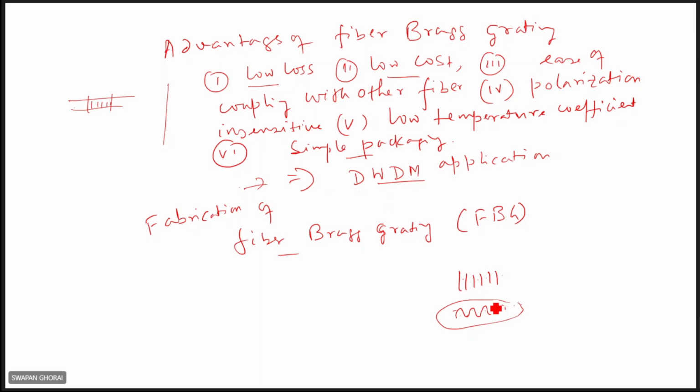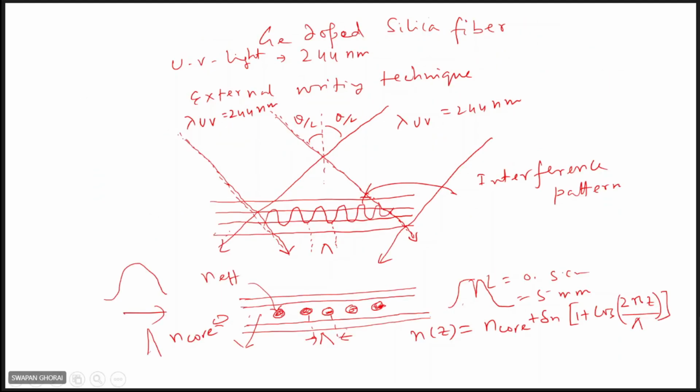It is like phase gratings, transmission gratings. Those things are also there: amplitude grating, phase grating. Here it is actually a phase grating, because the refractive index variation is here. If the refractive index variation is here, then it is called a phase grating. So you see the actual configuration here.